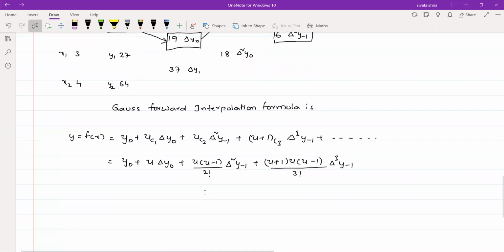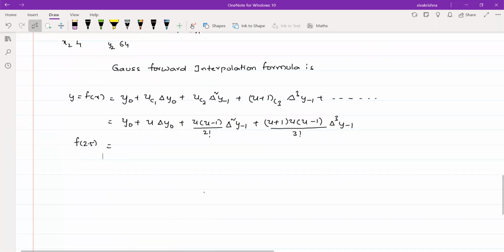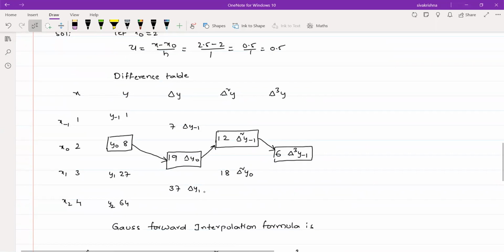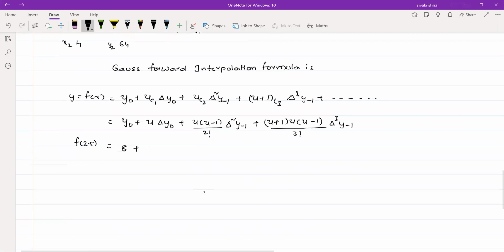Okay. After that, we have to substitute the values in the formula. So f of 2.5 is equal to, the first value is y naught. In the table, y naught is nothing but 8. So we write 8 plus, u is nothing but 0.5, so I am writing u, which is 0.5, into delta y naught. Delta y naught is nothing but 19. And next, once again we write u, which is 0.5, into 0.5 minus 1, which means minus 0.5, by 2 factorial, which is 2, into delta square y suffix minus 1, that is 12.